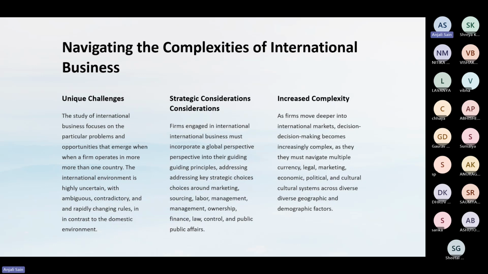Then there are the increased complexities. As a firm moves deeper into the international market, decision making becomes more complex. ठीक है, क्यों कॉम्प्लेक्स हो जाती है बिकॉज व्हेन आई एम ट्रेडिंग इन अदर कंट्रीज देयर आर वेरियस लेवल इन्वॉल्व्ड, देयर आर मोर रूल्स, देन आई आल्सो आई एम डीलिंग इन अ डिफरेंट करेंसी. ठीक है, उनके लीगल मैटर्स अलग होते हैं, देयर आर डिफरेंसेस इन देयर मार्केटिंग, my marketing strategies will be different if I want to sell my product in different countries. There will be differences on the economic, political, and cultural fronts, which lead to diverse geographic and demographic factors.